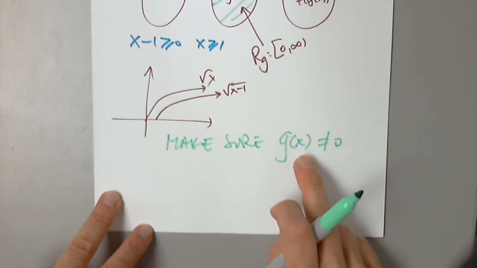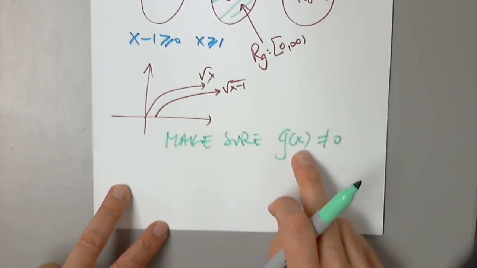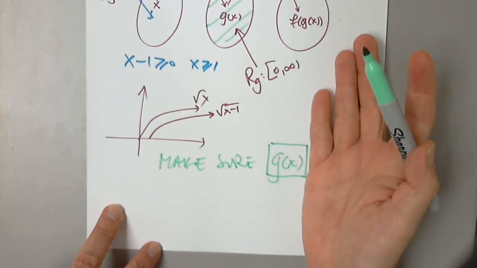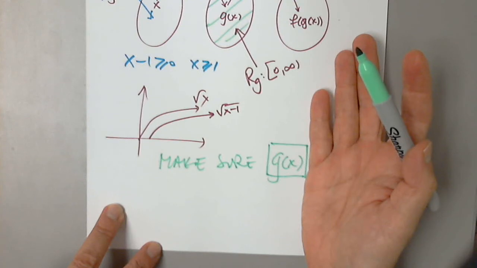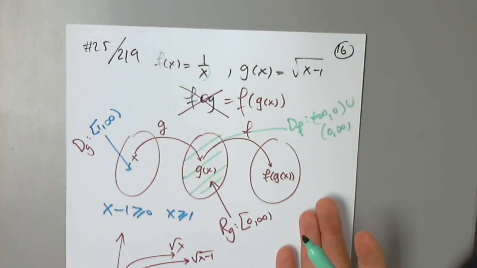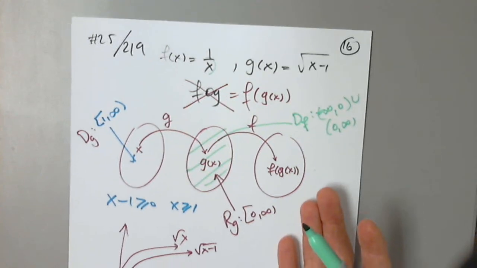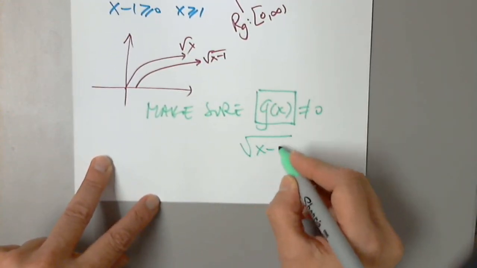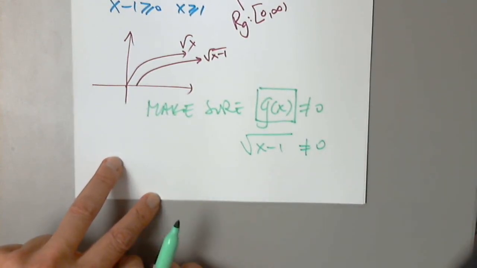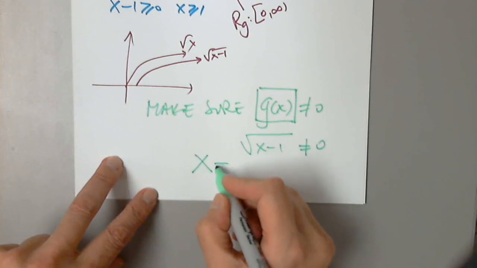Can anyone dictate g of x? I'm talking about g of x. Careful. I'm only talking about g of x. Very good. So the square root of x minus 1 cannot be 0. Which number will make this 0? So x cannot be 1.